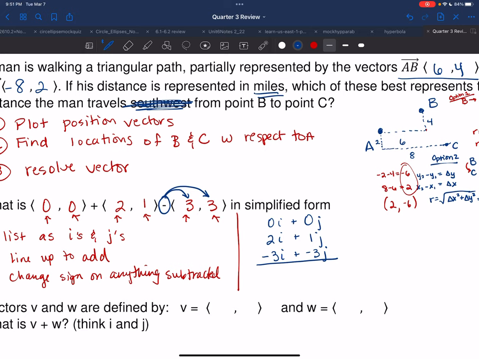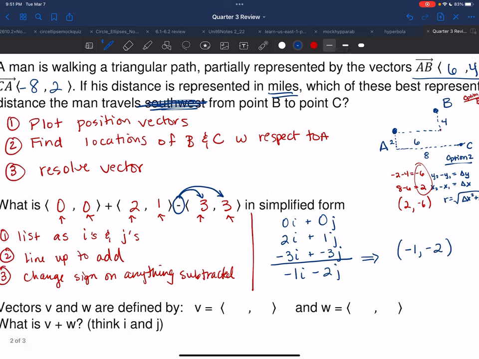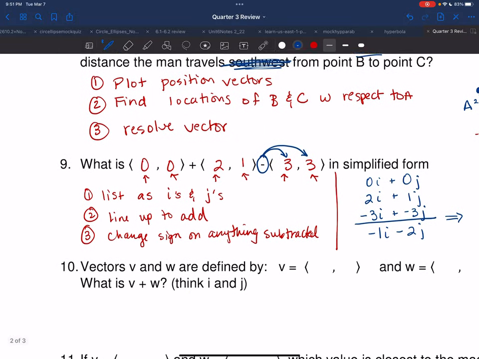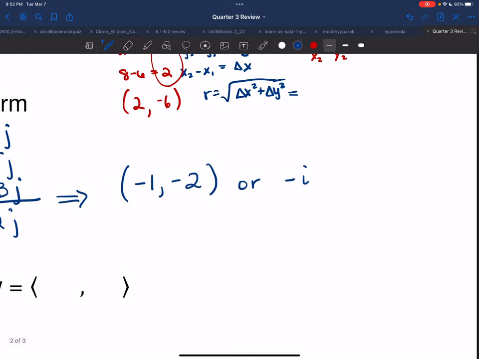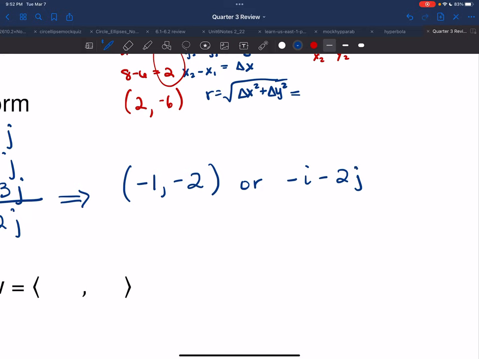And 0 plus 2 minus 3 gives me -1i. And then I shouldn't put the plus here. Let's see what sign we get. 0 plus 1 minus 3 is going to be -2j. So I could say this in rectangular format as -1, -2. Okay, if it wanted, in simplified form, or we could say -i, not plus. I don't know why I keep wanting to do plus. -i minus 2j. So either one of those work.